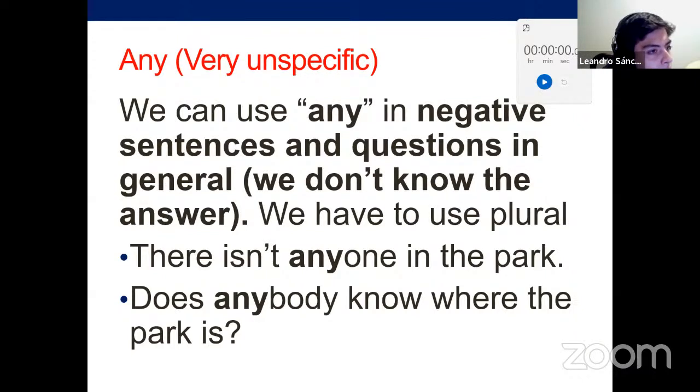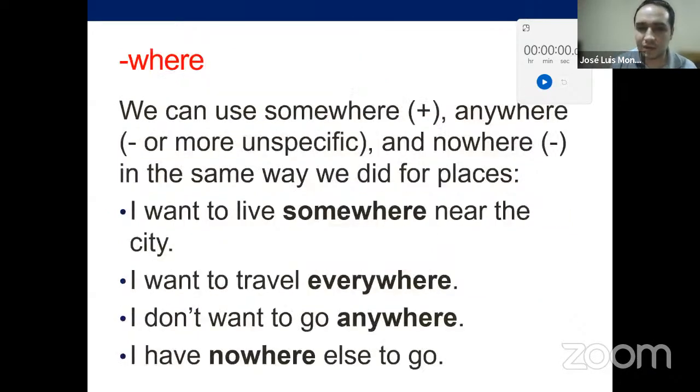Okay. Any is very unspecific. We can use any in negative sentences and questions in general. We don't know the answer. And we have to use plural. There isn't anyone in the park. And does anybody know where the park is? Okay, thank you very much. And again, negative or questions in this case that are real questions when we don't know the answer. And where is a little bit special just for location, but it applies the same, right?